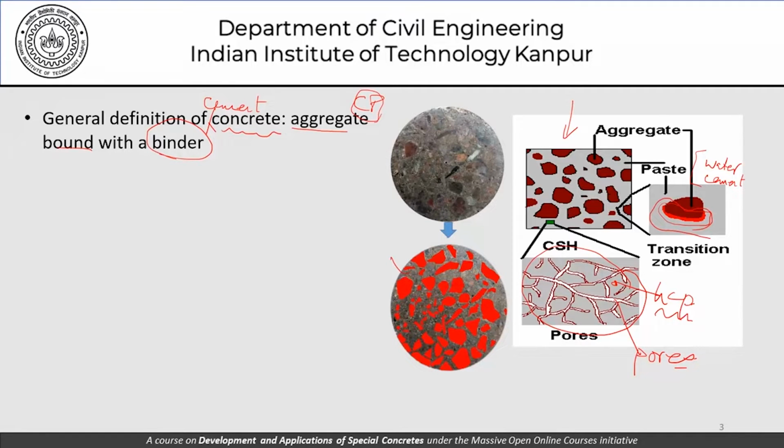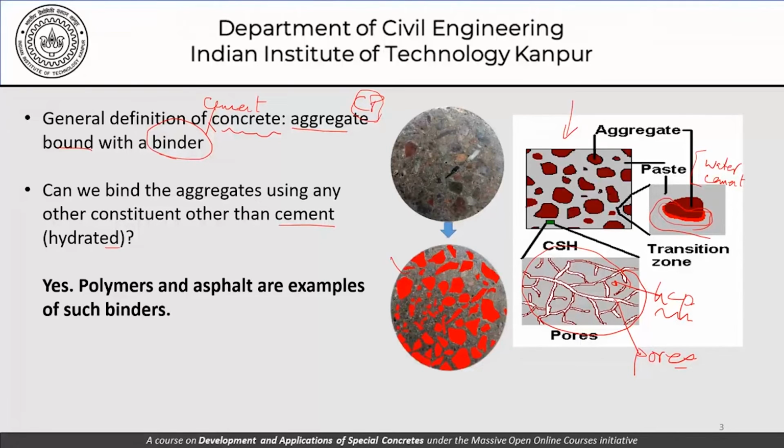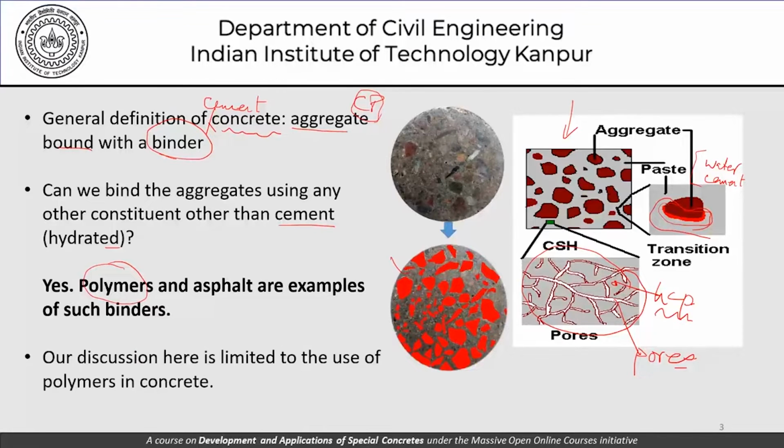Now the question that we want to ask is, can we bind the aggregates together using any other constituent than cement? Of course, when we say cement, it is the hydration products of cement. The answer is yes. Polymers and asphalt are examples of such binders. So today we largely concentrate on polymers. We'll leave out the asphalt concrete discussion for some other time. And our discussion, as I've said, is limited to the use of polymers in concrete.